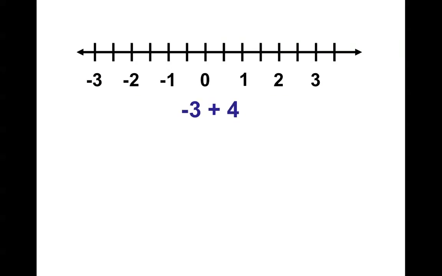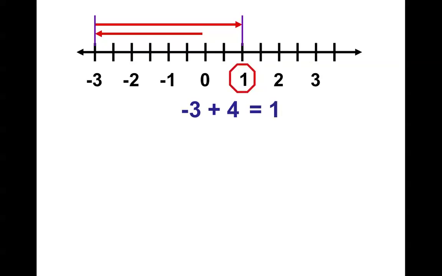Think about what you think the answer might be here. If you said the answer was 1, nice. Because what the directions tell us on the number line is start at 0, go to the left 3, and then go to the right 4. And we end up right there at number 1.